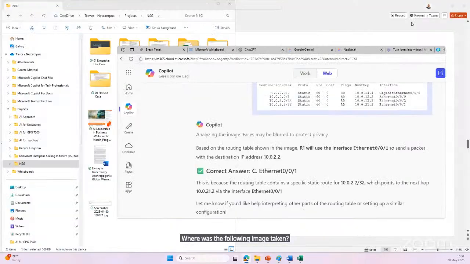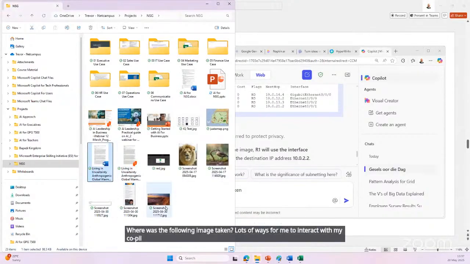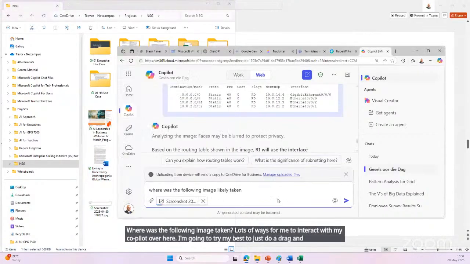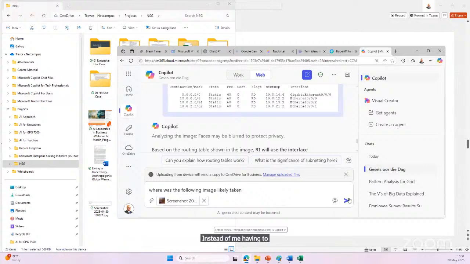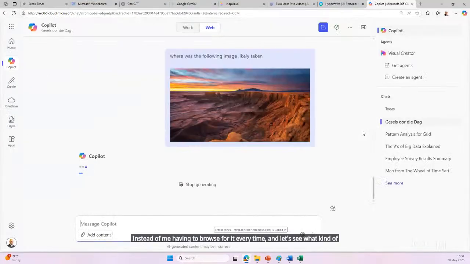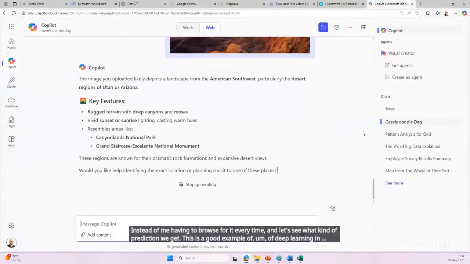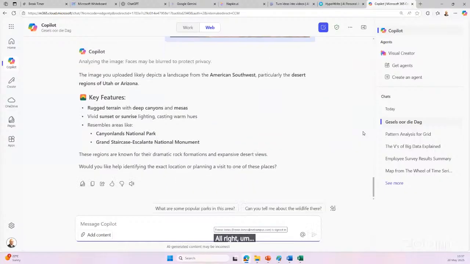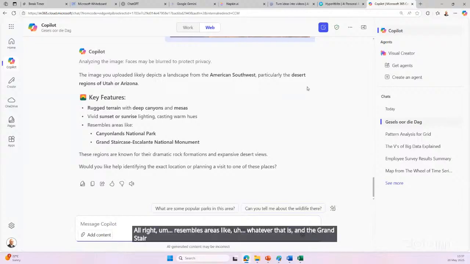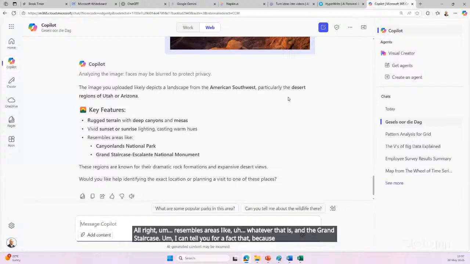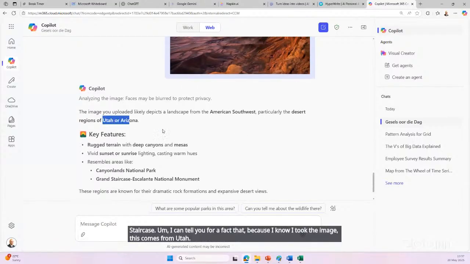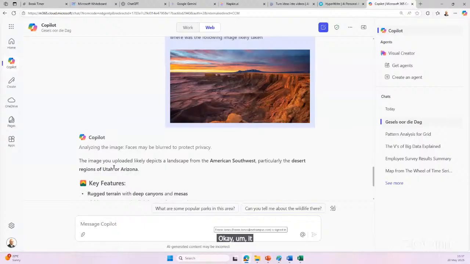There are lots of ways for me to interact with my Copilot over here. I'm going to try my best to just do a drag and drop of the image instead of having to browse for it every time. And let's see what kind of prediction we get. This is a good example of deep learning in action. All right. Resembles areas like the Grand Staircase. I can tell you for a fact, because I know I took the image, this comes from Utah. It is an image from Utah. Okay, so there's deep learning in action.